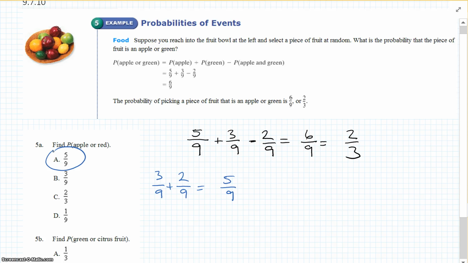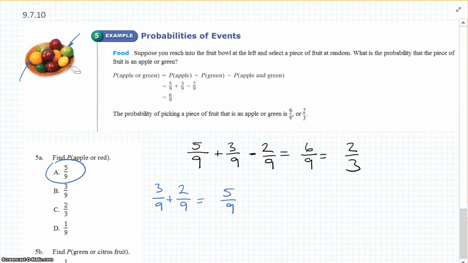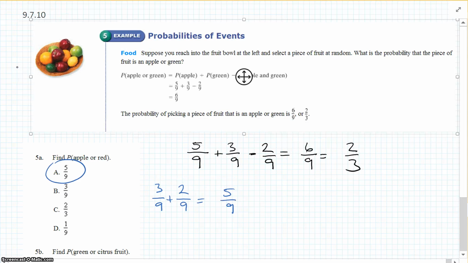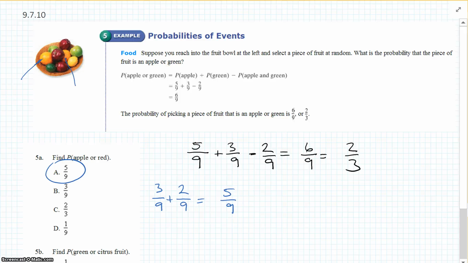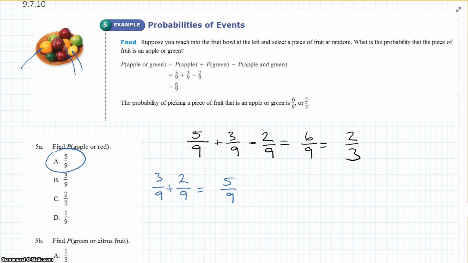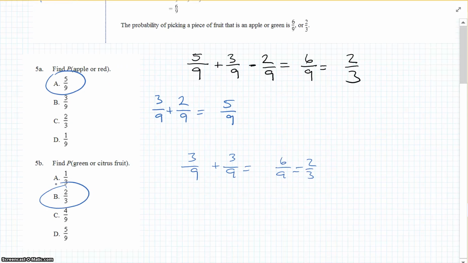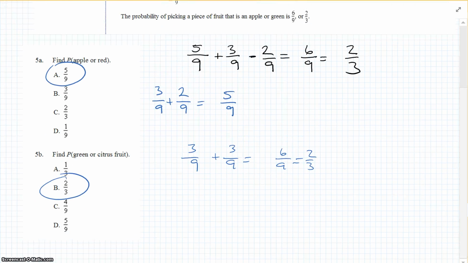Find the probability of it being green or a citrus fruit. All right, so I see what looks like to me an orange and a lemon. So I see 3 citrus fruits, so 3 over 9. And what's green? 1, 2, 3. So I see 3. So that's 6 over 9, which would be 2 over 3. So the answer is B, 2 over 3. Okay, hopefully that makes sense to you for probability.